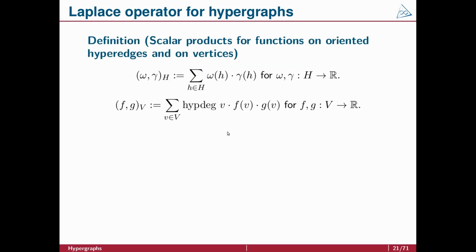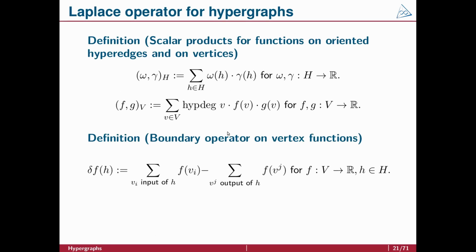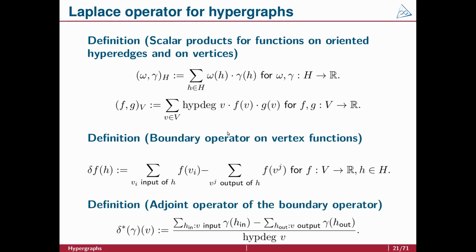So here are our scalar products, as I had already indicated. So for the hyperedge product, we just choose weights 1. And for the vertex products, we choose hyperdegrees. And then we have the boundary operator. This is the difference operator as before. And we have the adjoint operator, which now becomes this one. So for each vertex, we look at all the hyperedges for which the vertex is an input, sum up the contributions, and subtract the contributions for all hyperedges for which the vertex is an output, and normalize it by the hyperdegree.